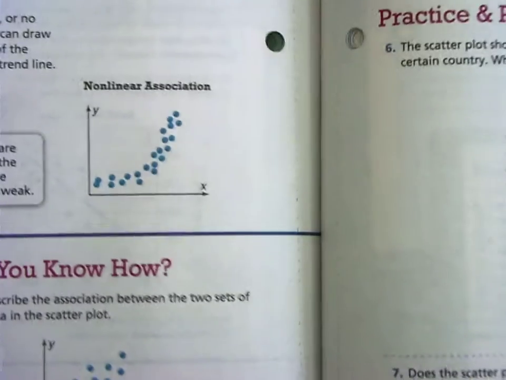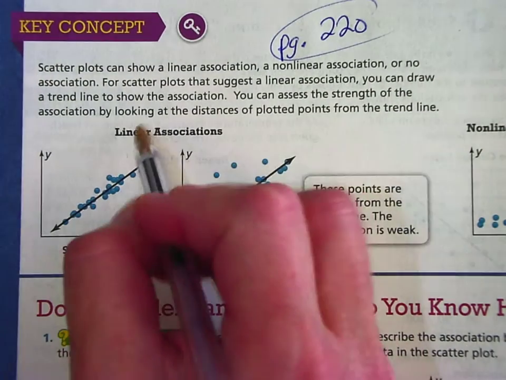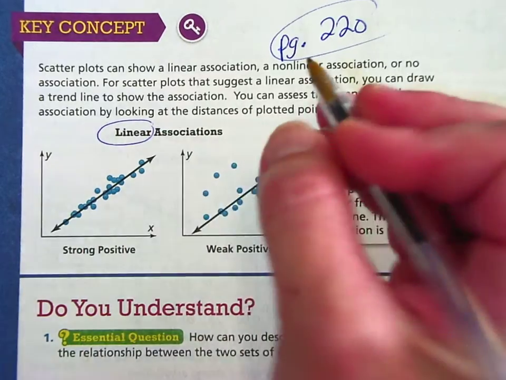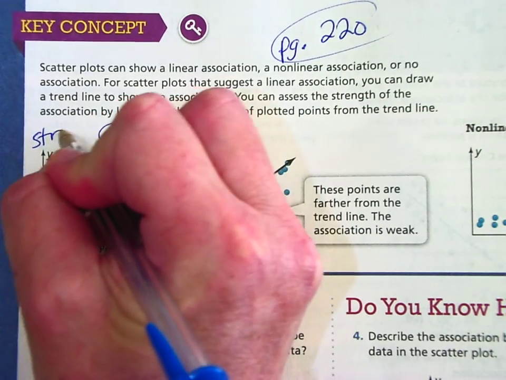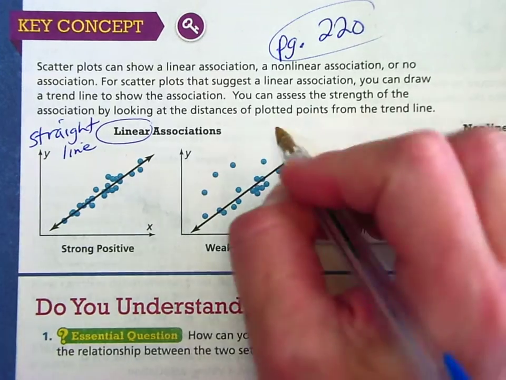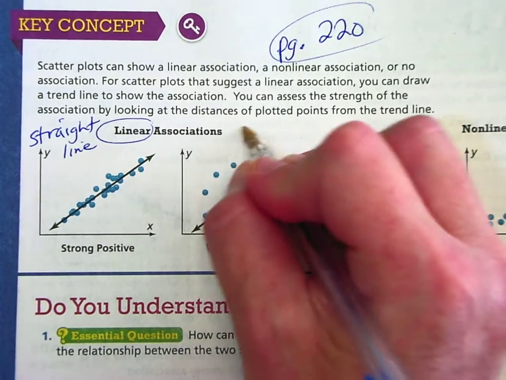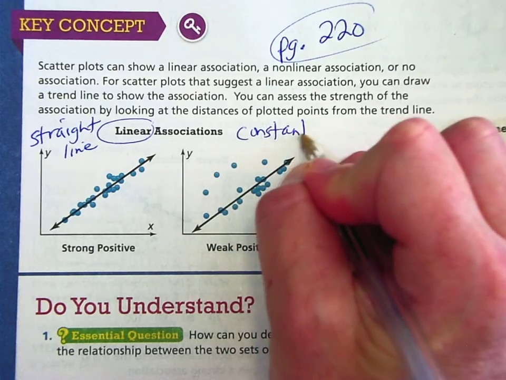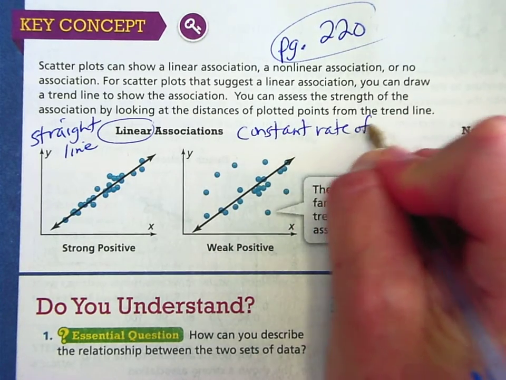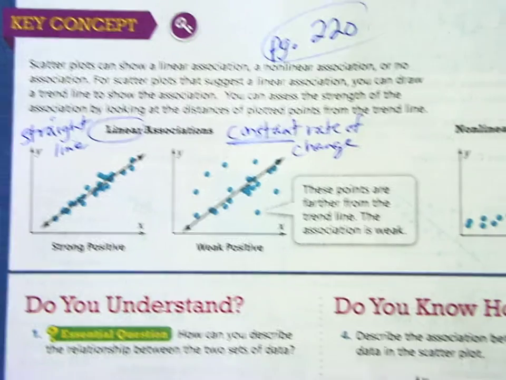Okay, so let's take a look at page 220. I'm at the very top of page 220. Again, there's more associations. So the first major one is called a linear association. Linear means straight line. And the data forms a straight line because there's a constant rate of change. The rate is changing at a constant rate, basically.